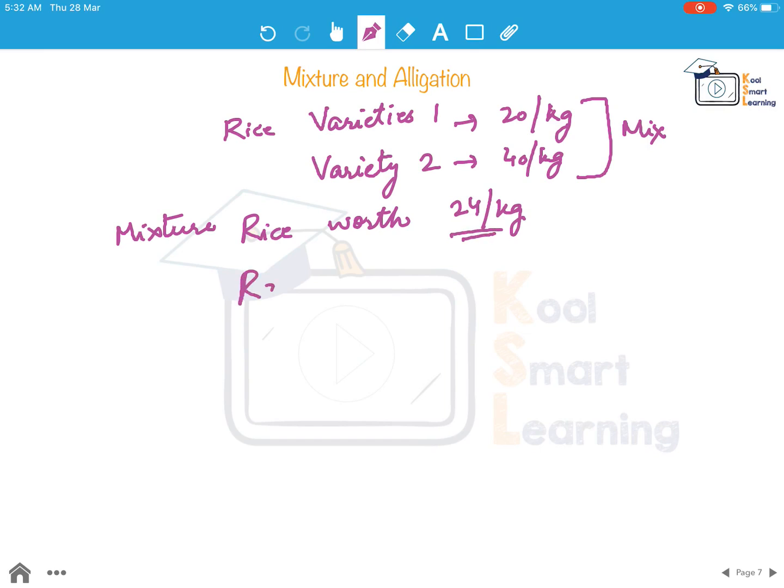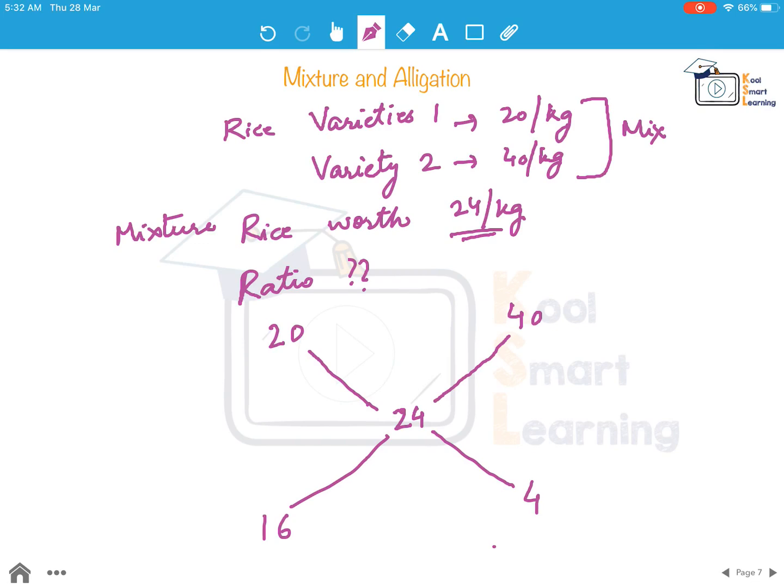Now we need to find out the ratio in which variety 1 and variety 2 are mixed. So let's draw that and then understand how we do it. We are saying variety 1 costs 20 and variety 2 costs 40, and we get the mixture costing us 24. So this is the mean value. If we write P2 minus M here, we get 16, and if we get mean minus P1, we get 4 here.